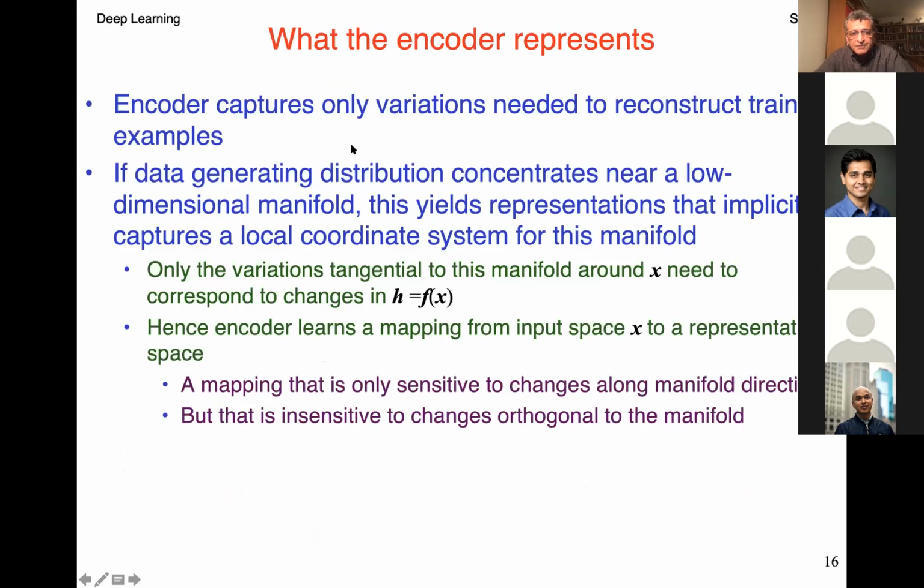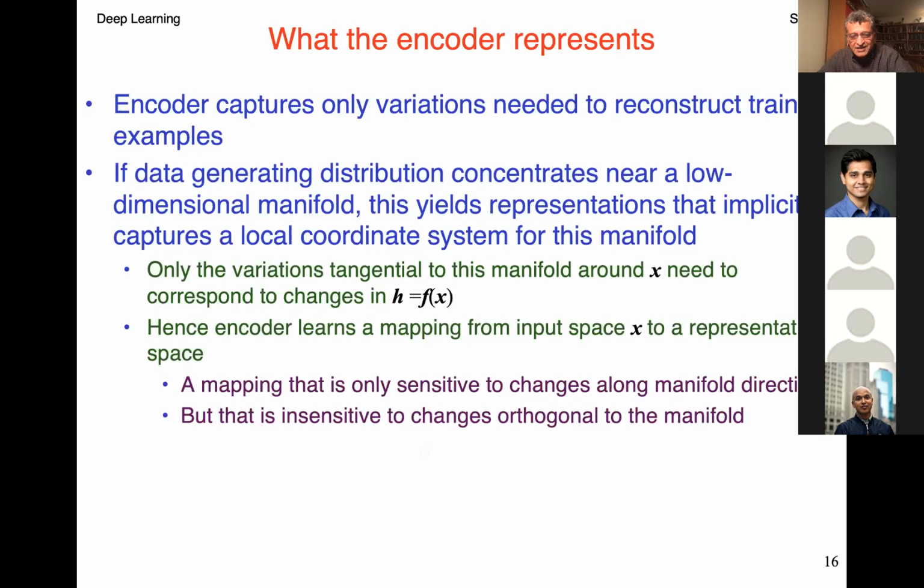And what does the encoder represent? The encoder captures only variations needed to reconstruct training examples. If the data generating distribution concentrates near a low dimensional manifold, this yields representations that implicitly capture a local coordinate system for this manifold. Only variations tangential to this manifold around X need to correspond to changes in H equal to f of X. Hence, the encoder learns a mapping from input X to a representation space, a mapping that is only sensitive to changes along manifold directions, but that is insensitive to changes orthogonal to the manifold.